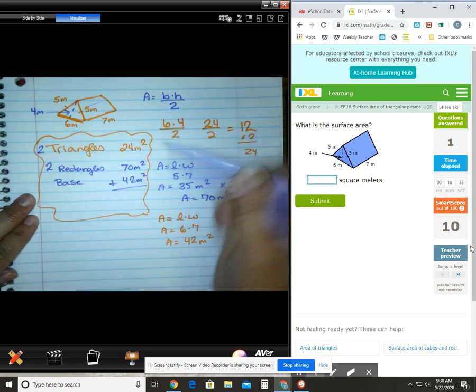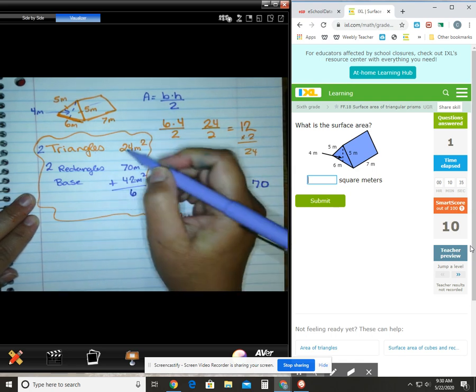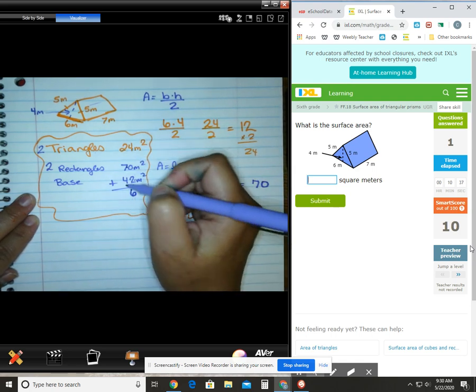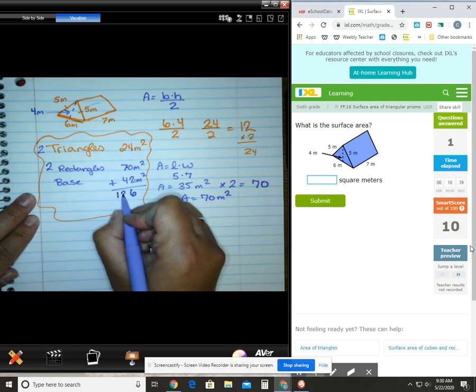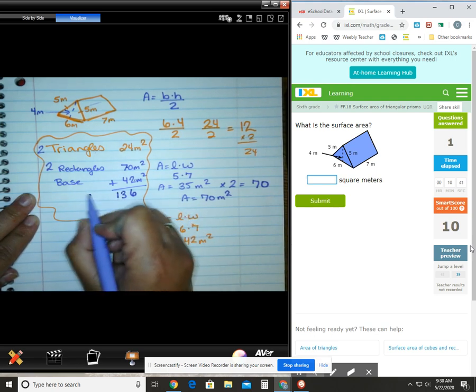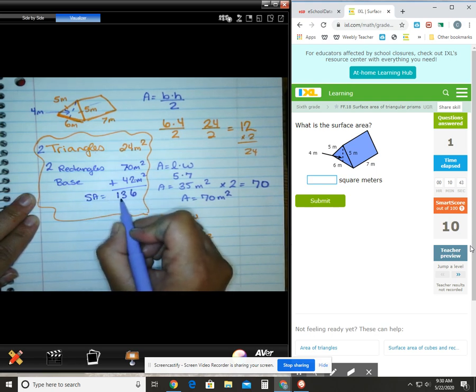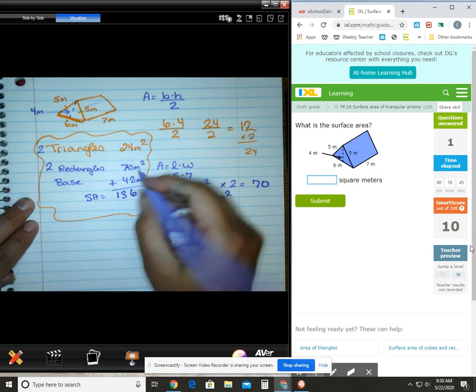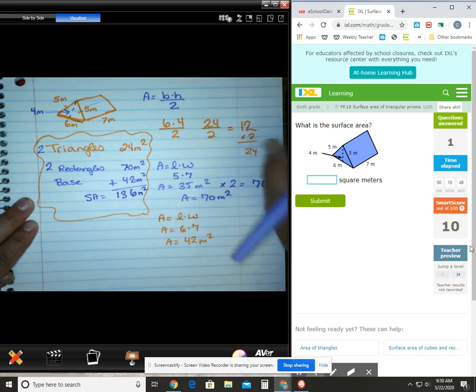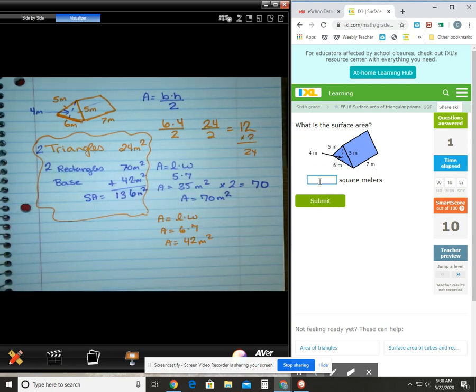So 4 plus 2 is 6, right? 2 plus 7 is 9. 9 plus 4 is 13. So my surface area is equal to 136 meters squared. So I'm going to come over here to my IXL screen. I'm going to type in 136 and I'm going to hit submit. And hopefully we have the right answer. Oh, look, we do. We're up there.